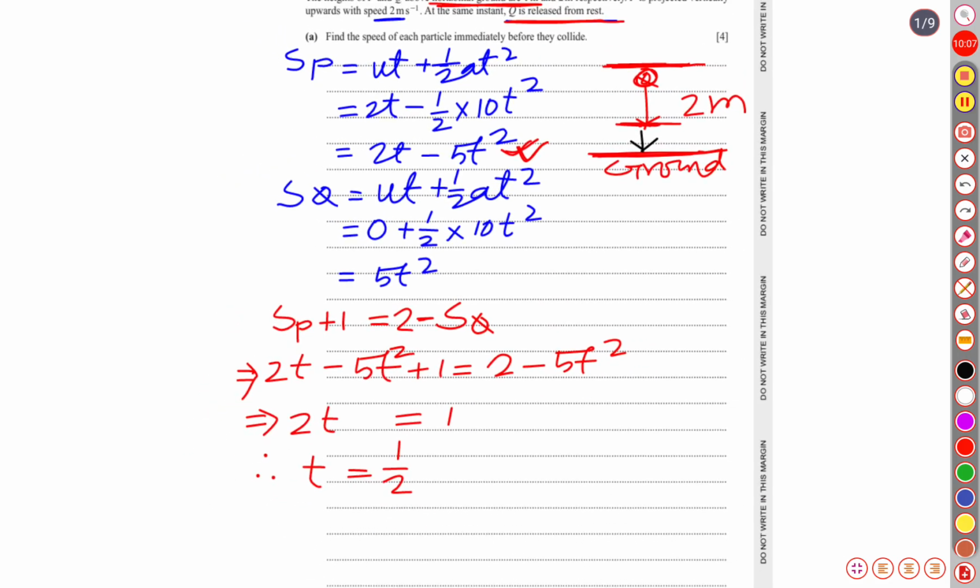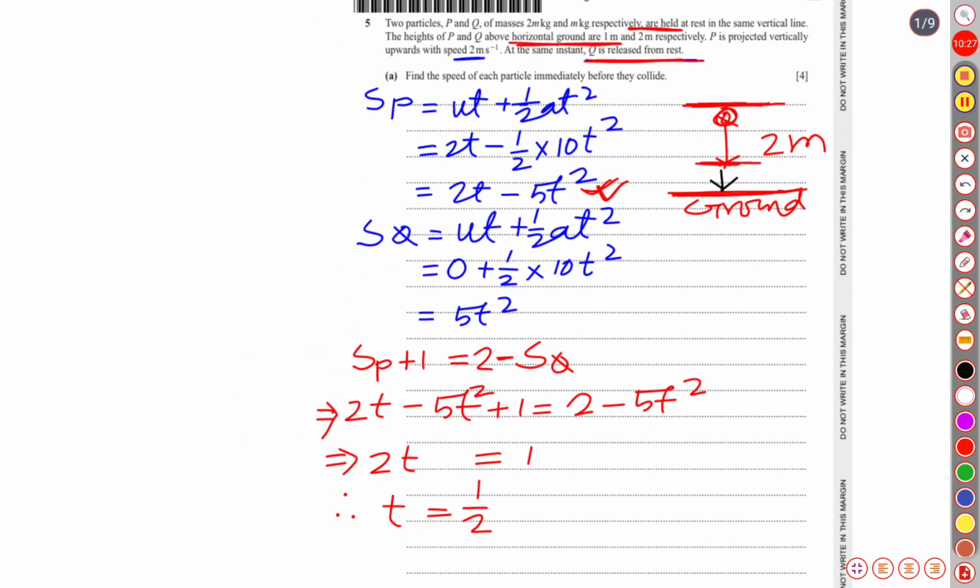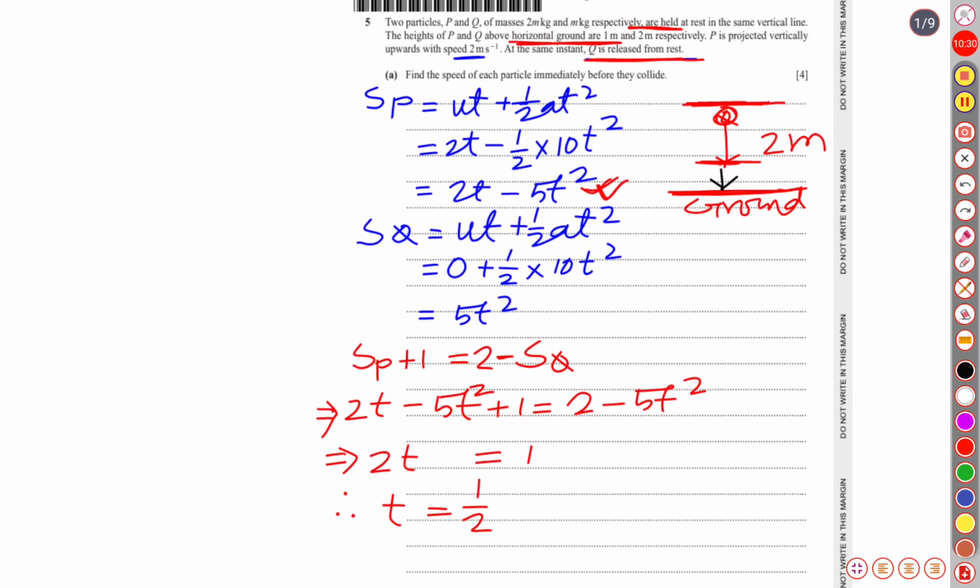Now they have told us to find the velocity of each of the particles immediately before they collide. As we have come to know the time, we can easily find the velocity of each of them, and for that the first equation of motion should be applied. The formula is, first, Vp. Let me change the ink. So Vp is equal to, what is the formula? U plus at.